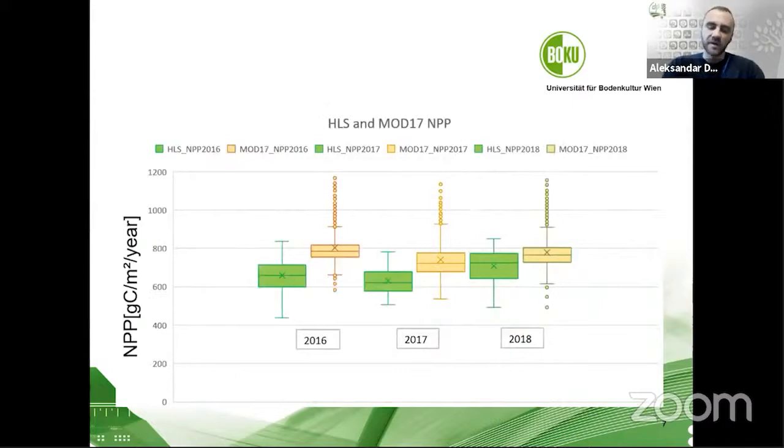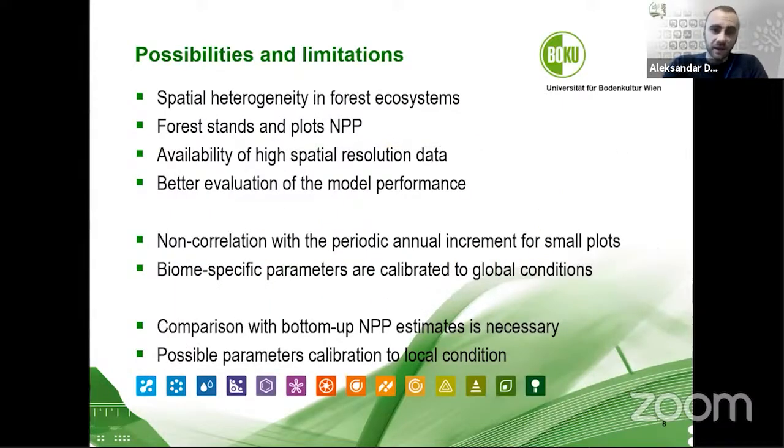The next step would be to compare these two modeled NPPs with field NPP, so net primary productivity obtained from forest inventory data, and then we would see the exact precision of the increased spatial resolution. We can sum up that with this model, with higher resolution inputs, we can take into account spatial heterogeneity in forest ecosystems. We can extract net primary productivity of carbon for forest stands, forest plots, so for small areas. There is a high availability of high spatial resolution data, which can be easily used and implemented. And for evaluating model performance, it is better to compare the high spatial resolution model with, so to say, a real NPP, so NPP obtained from inventory data with a bottom-up approach.